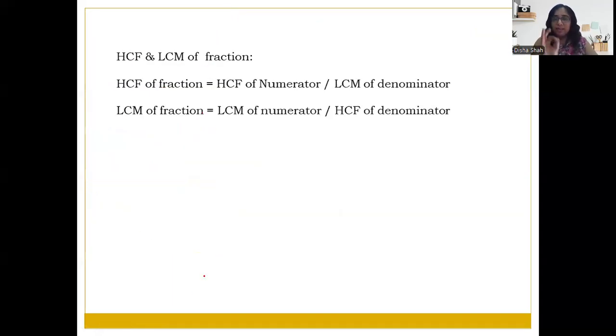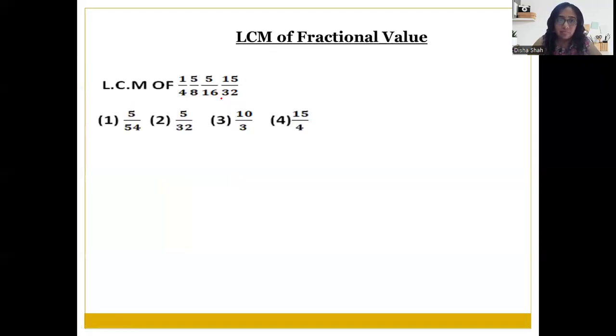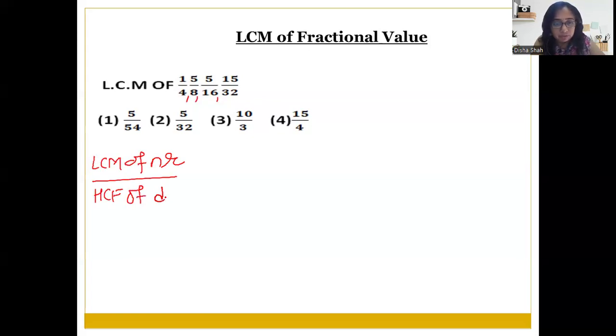Now, how to find the HCF and LCM of a fraction? Write down this formula. HCF of fraction is HCF of numerator divided by LCM of denominator. और अगर LCM निकालना है तो न्यूमरेटर का LCM लो और डिनोमिनेटर का HCF. जो भी चीज आपको निकालनी है, HCF निकालना है तो न्यूमरेटर का HCF, LCM निकालना है तो न्यूमरेटर का LCM. Okay, so here some numbers are given: 1 by 4, 5 by 8, 5 by 16 and 15 by 32. Find its LCM. तो LCM के लिए क्या करोगे? LCM of numerator divided by HCF of denominator.